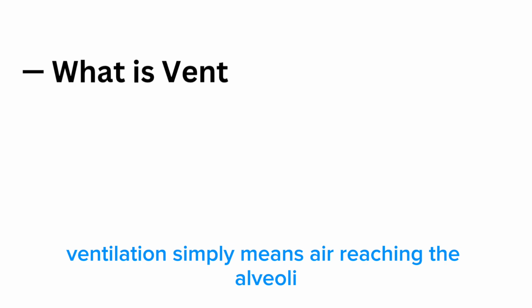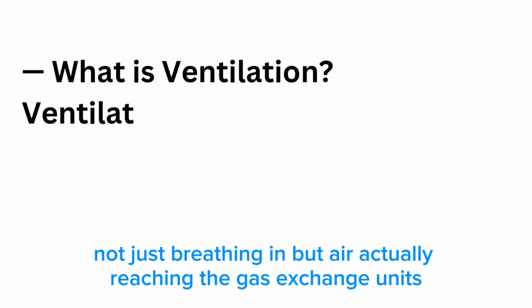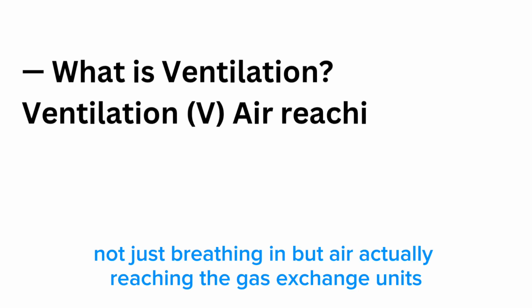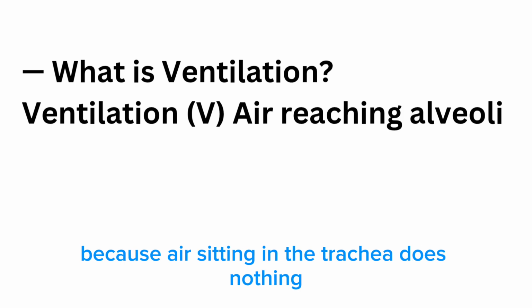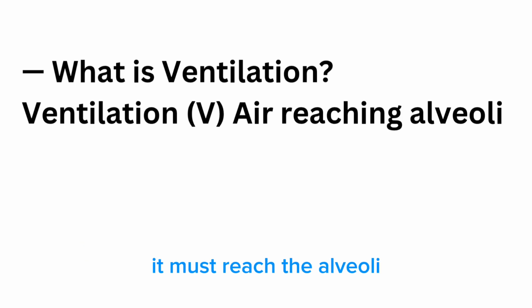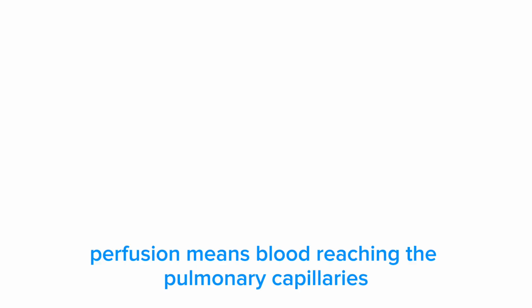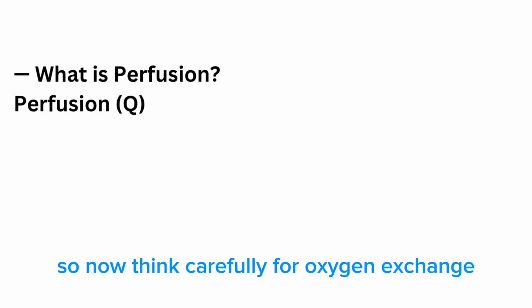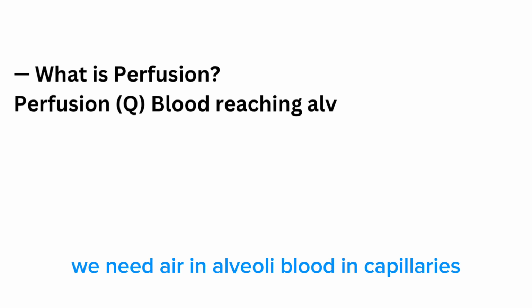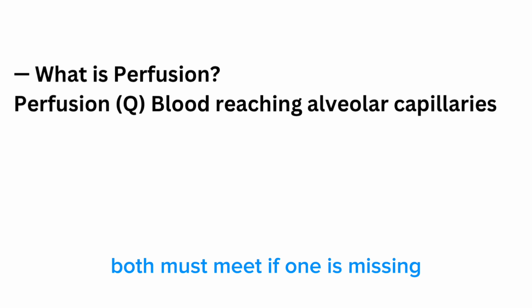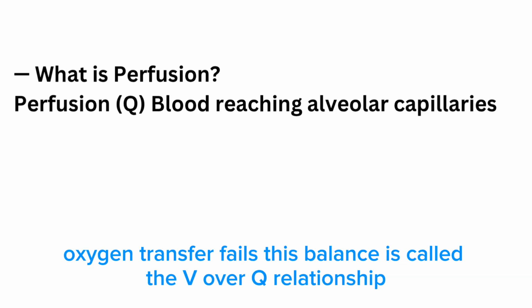Ventilation simply means air reaching the alveoli. Not just breathing in, but air actually reaching the gas exchange units. Because air sitting in the trachea does nothing. It must reach the alveoli. That is ventilation. Perfusion means blood reaching the pulmonary capillaries. So now think carefully. For oxygen exchange, we need air in alveoli, blood in capillaries. Both must meet. If one is missing, oxygen transfer fails. This balance is called the V/Q relationship.